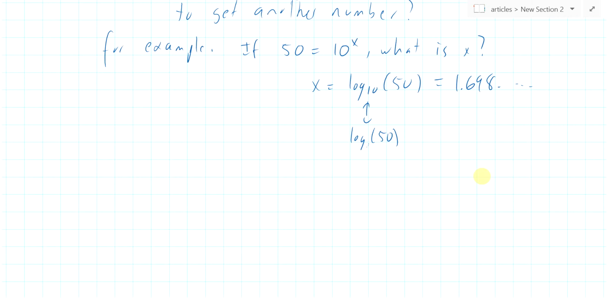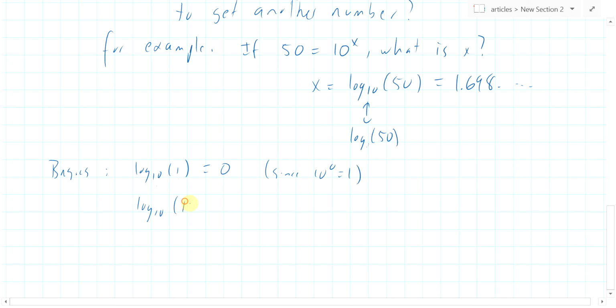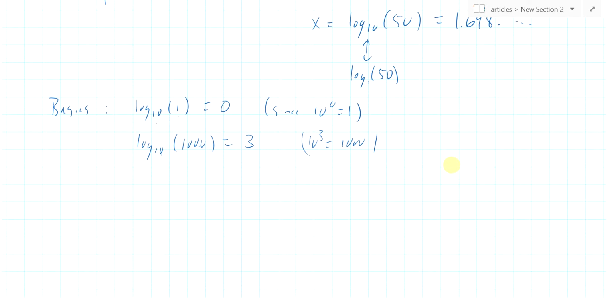So a logarithm is a power, and it answers the question, what do I have to raise the base to get this particular number? So there's some very basic things here. Log base 10 of 1. What's that? Well, what do you raise 10 to get 1? Well, anything to the 0 is equal to 1, so it's 0. What's log base 10 of 1,000? Well, what do you have to raise 10 to get 1,000? 3, right? 10 cubed equals 1,000. Right? 10 times 10 times 10.